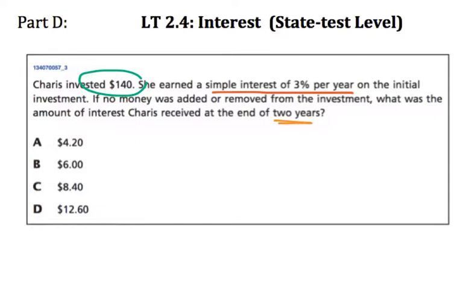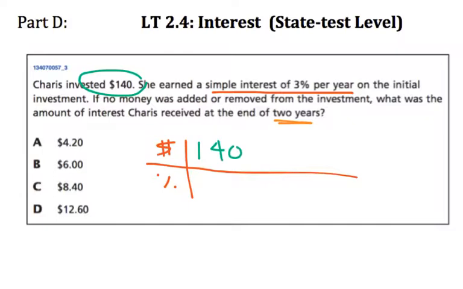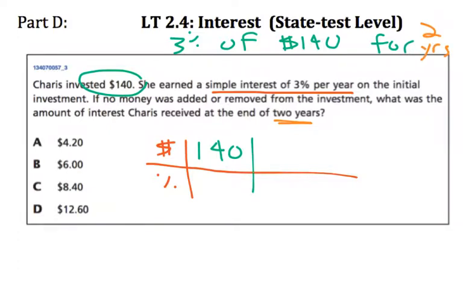Notice this one doesn't say what's the total value of the investment, so we don't have to add 140 or anything. We just have to figure out if she's getting 3% per year for 2 years, how much money that's going to be. You should probably pause me if you think you can get this on your own, but I do want to show this first one in case anyone's still confused. So Charisse puts $140 in the bank, and she's going to earn 3% of that for 2 years. Let's figure out how much that would be.